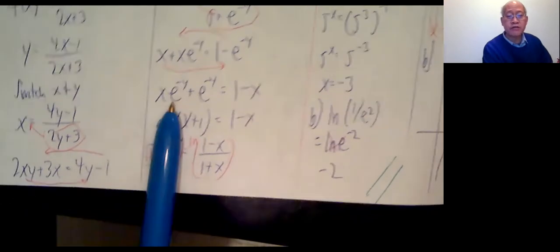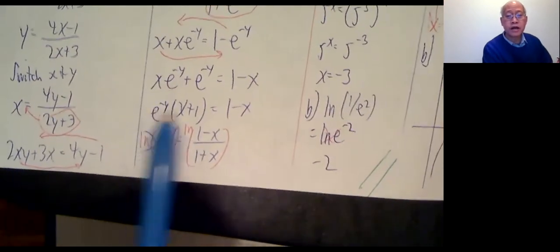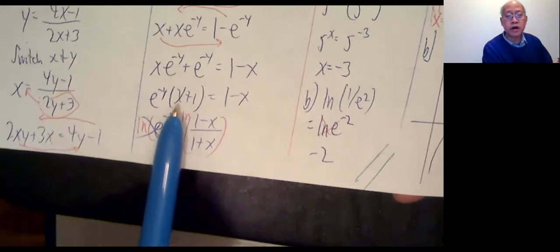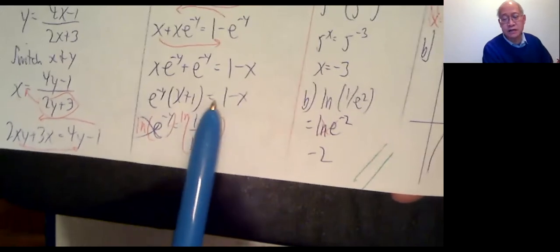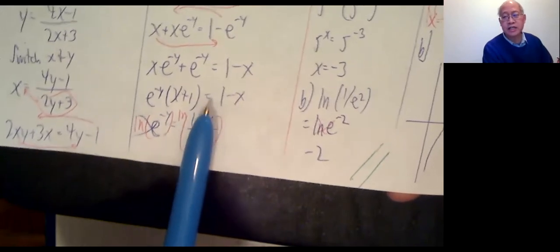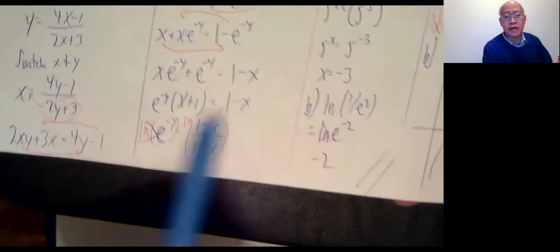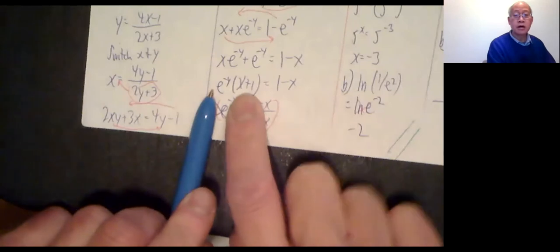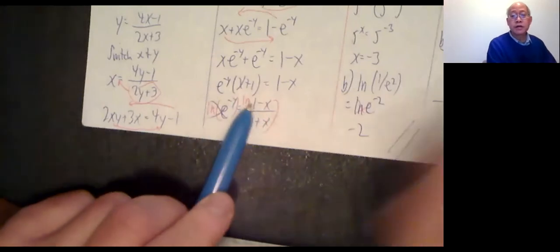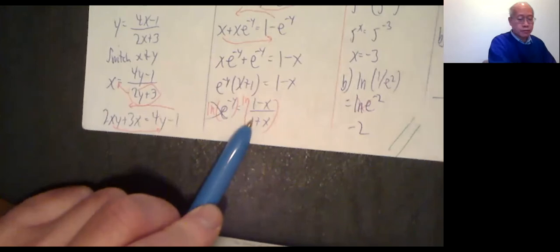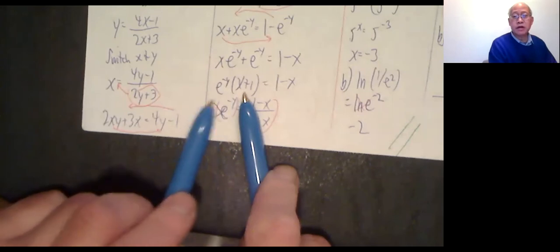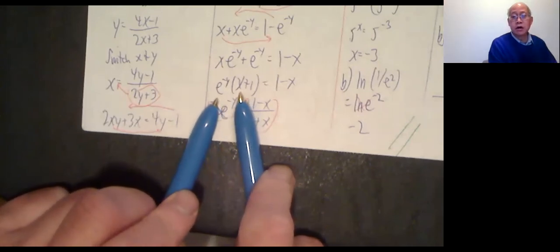Okay, factor out e to the negative y. E to the negative y, x plus 1. Divide both sides by x plus 1. But since this started off with 1 minus x, I decided to make it 1 plus x. It's the same thing. It just looks, quote unquote, nicer if I have 1 minus x over 1 plus x as opposed to x plus 1. Okay, so if I divide by x plus 1, it says e to the negative y equals 1 minus x over 1 plus x.